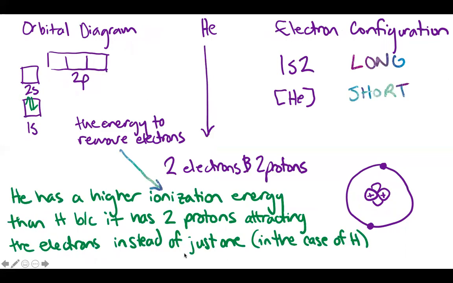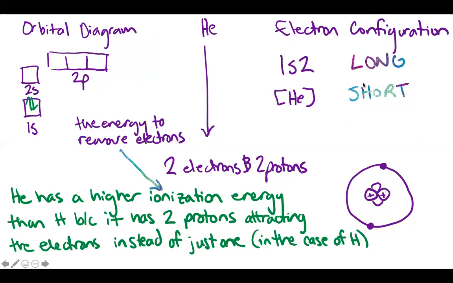So let's think about another example. What about helium? Helium in this case has 2 electrons and 2 protons. Again, we're going to draw our orbital boxes and label them as 1s and 2s and 2p. And if we were to draw out our electron configuration, that would be 1s2. That's our long configuration. And then if we just use square brackets, that would represent helium as the short configuration.